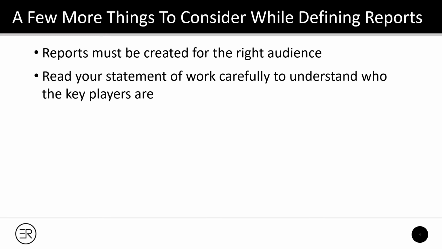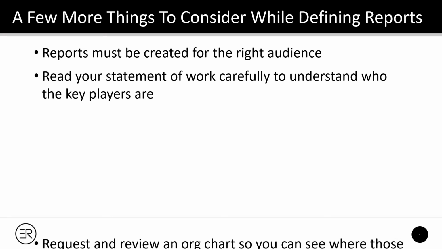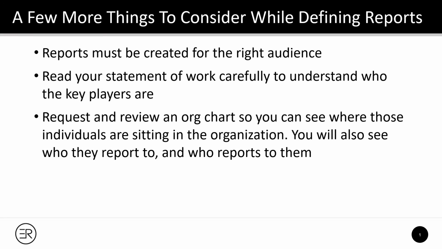If you work at a smaller organization that doesn't use statements of work, interview the project sponsor so you can get important details around who the main players will be. Finally, request and review an org chart so you can see where those individuals are sitting in the organization. You can also see who they report to and who reports to them, which may give you additional clues as to who to include for status report planning. Doing these things will help you to bring the right people to the table when it comes to discussing what reports will be needed on your project.